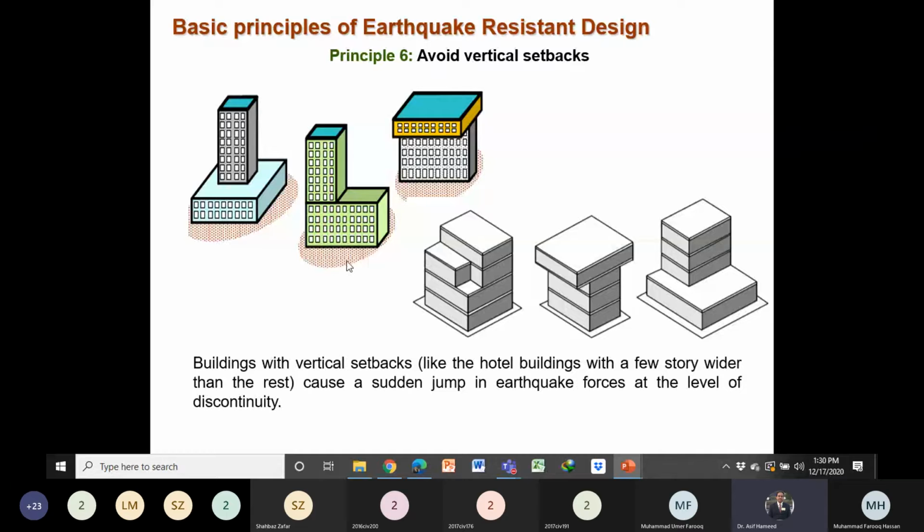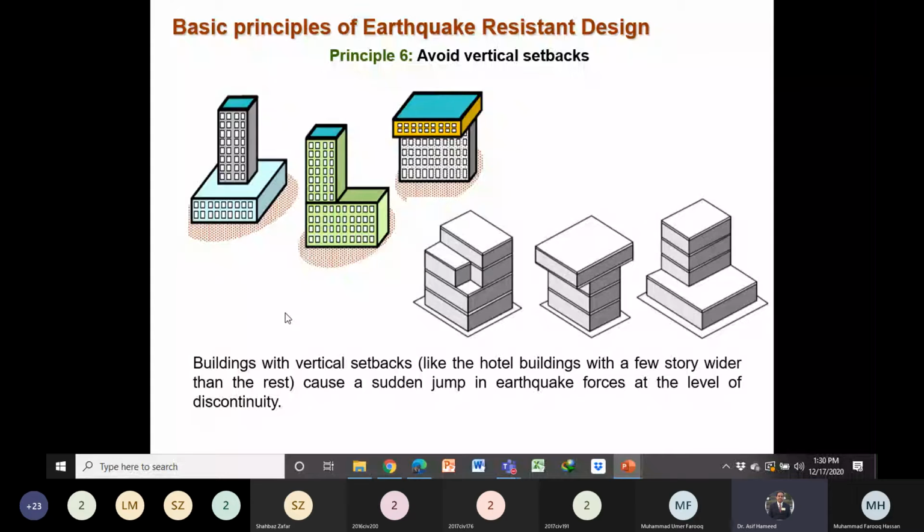Then we also have to avoid the vertical setbacks. You can see here, the lower portion has more stiffness than the upper portion. So this is a vertical setback at the level of the change. There is a sudden change in the earthquake forces. So this kind of setback should be avoided. Vertical setbacks should also be avoided.